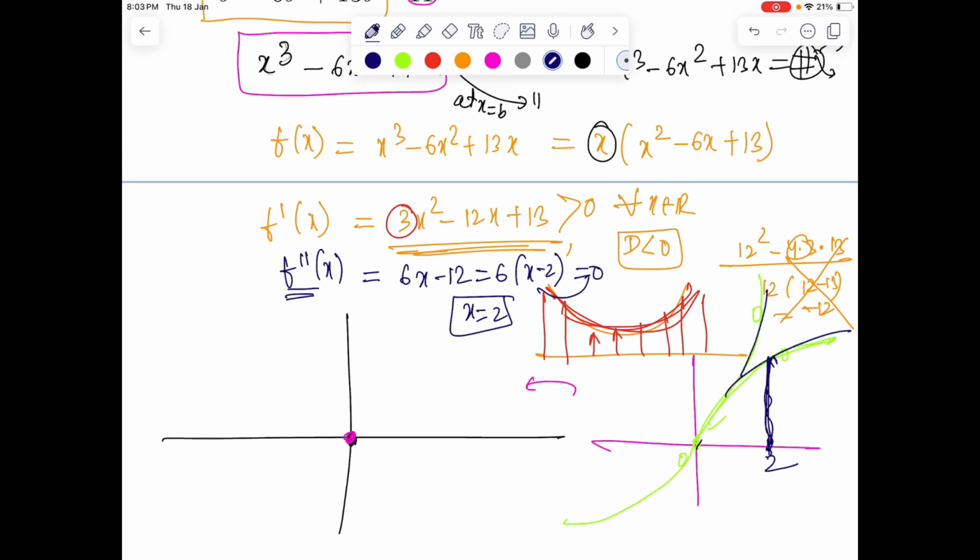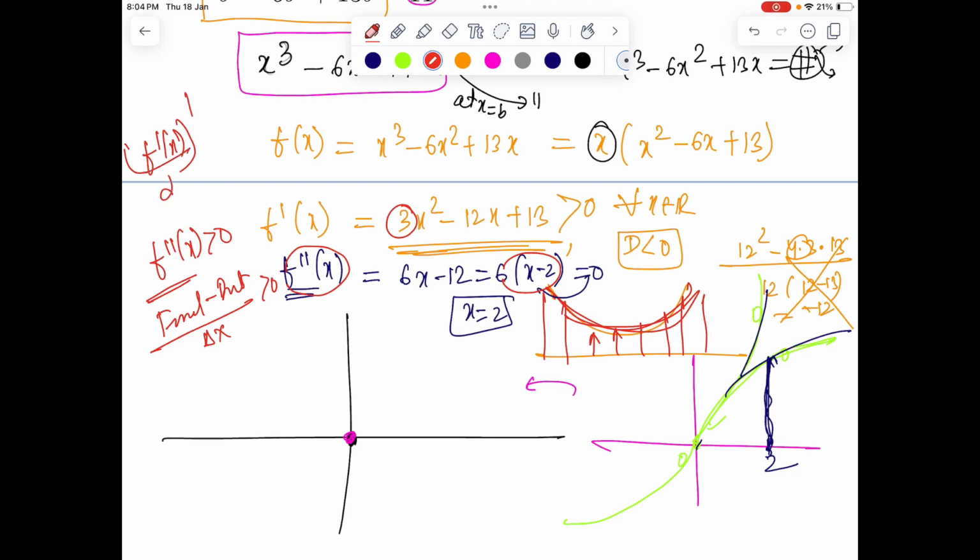Now what's happening? Let's analyze how this information can tell you whether you are like this or this. Now you see, if x is more than 2, this will be positive. It means the double derivative is positive. Now what is the significance of the double derivative being positive? It means final slope minus initial slope divided by change in x value is positive. Right? That is the definition of the double derivative. Double derivative means f dash x dash. Now what is f dash x?